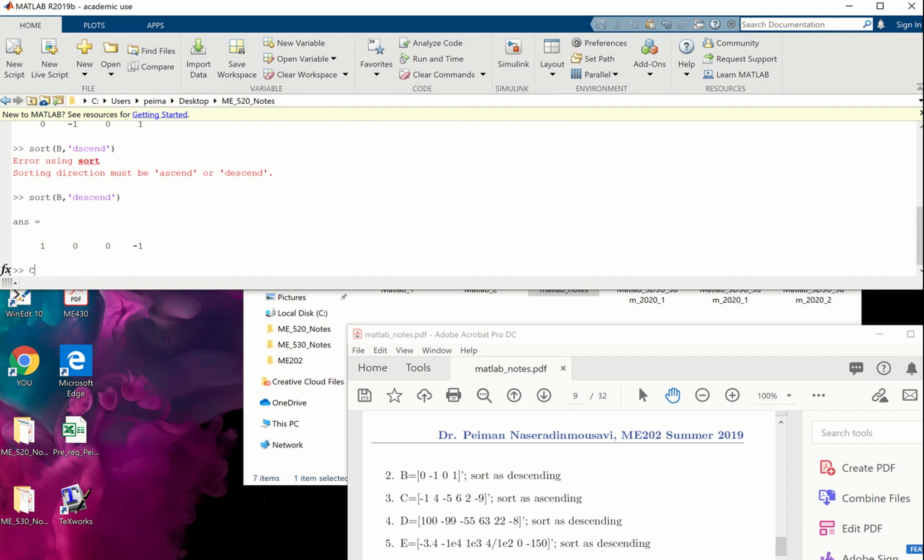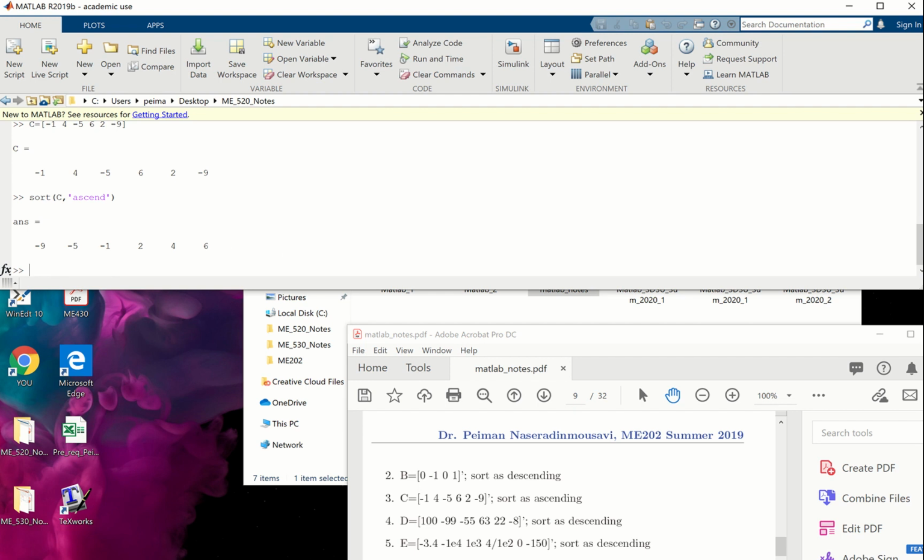So part C, I'm going to say C is equal to -1, 4, -5, 6, 2, -9. That's right. And now I sort in ascending order. It's enough to go up, but you have to change this to vector C. Bingo. From -9, -5, -1, 2, 4, 6, it is going up.